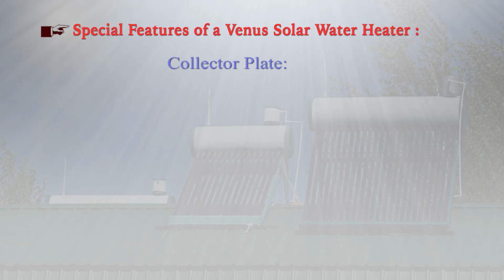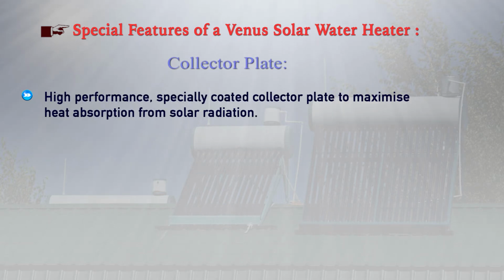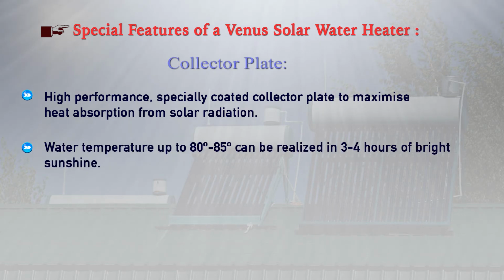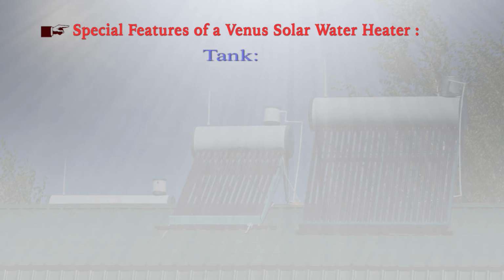So first we will discuss collector plate. High performance specially coated collector plate to maximize heat absorption from solar radiation. Water temperature up to 80 to 85 degrees centigrade can be realized in 3 to 4 hours of bright sunshine. Now we will discuss what are the unique features of the tank.